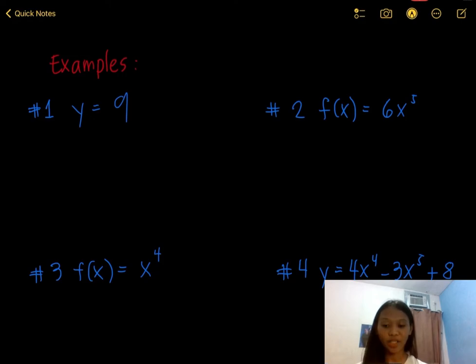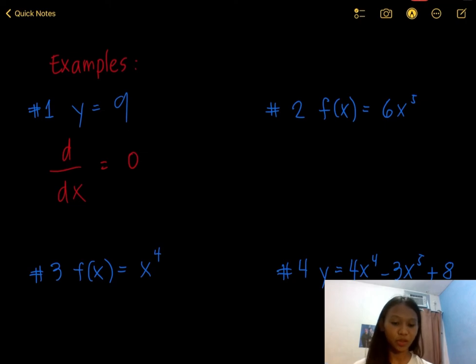So y is equal to 9. We all know that 9 is a constant, so we can immediately figure out that the answer is automatically 0. So dy over dx is equal to 0.